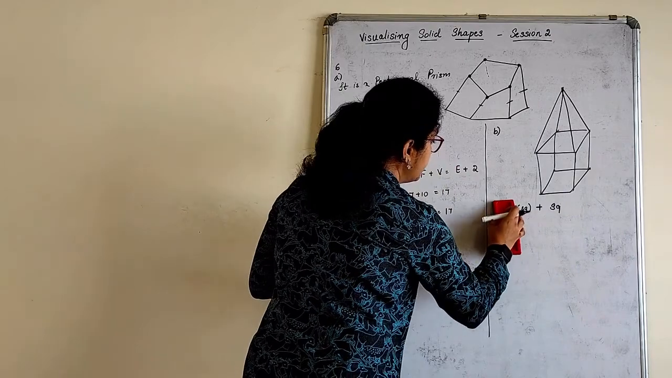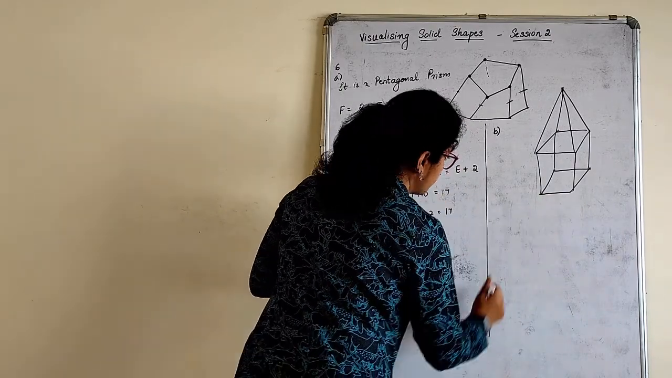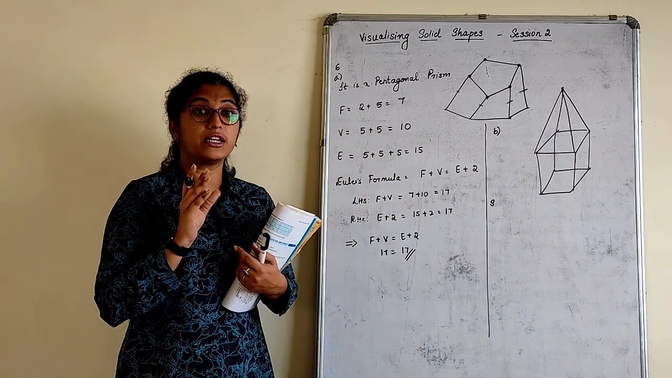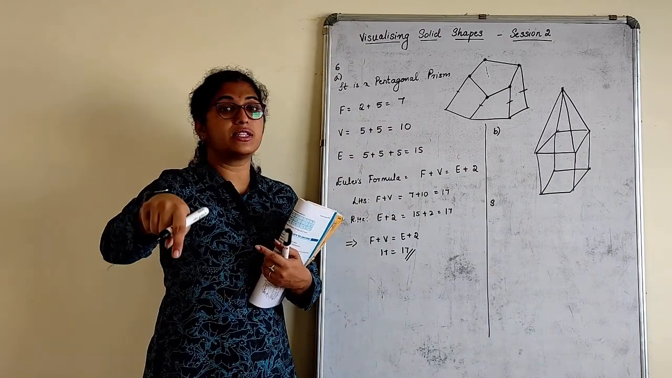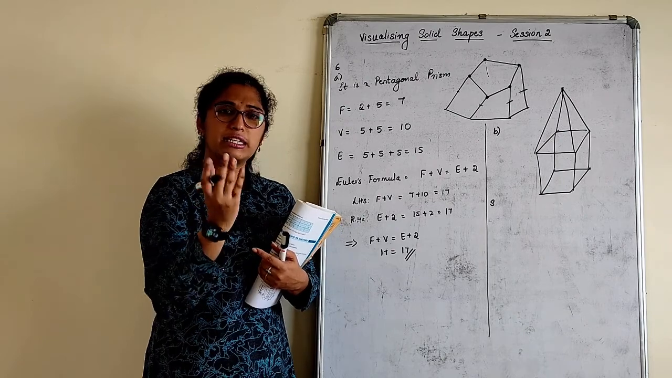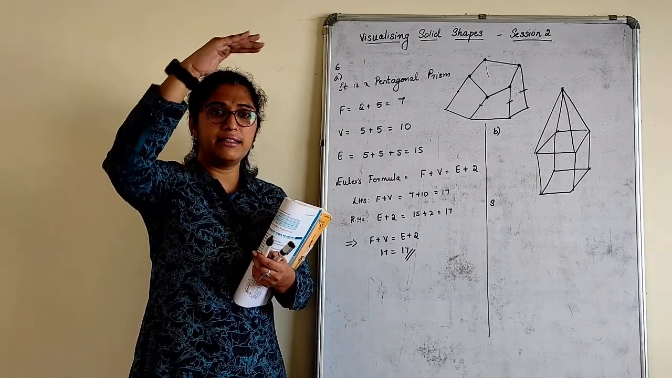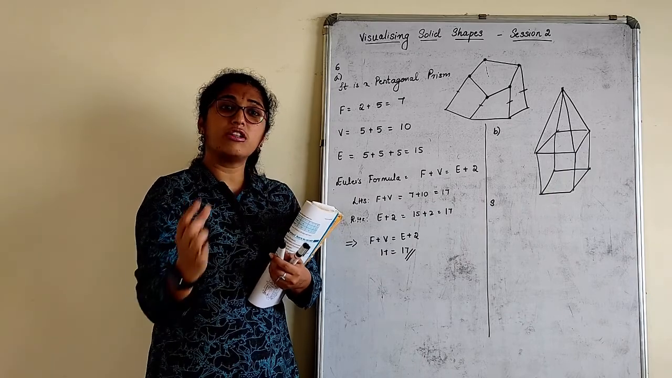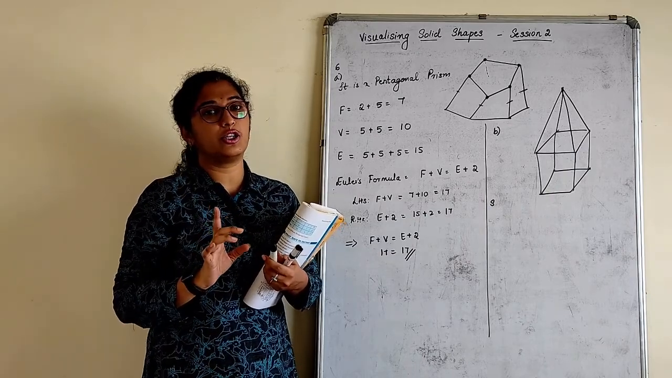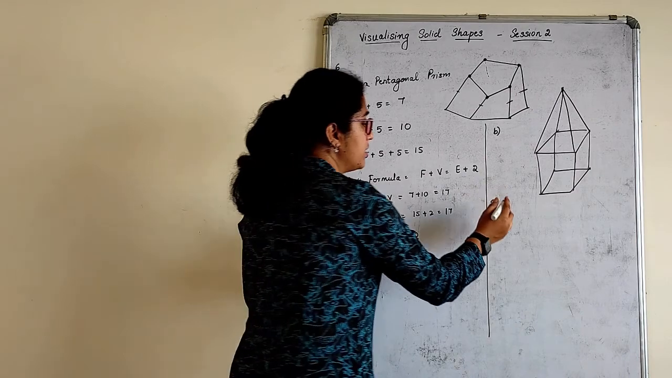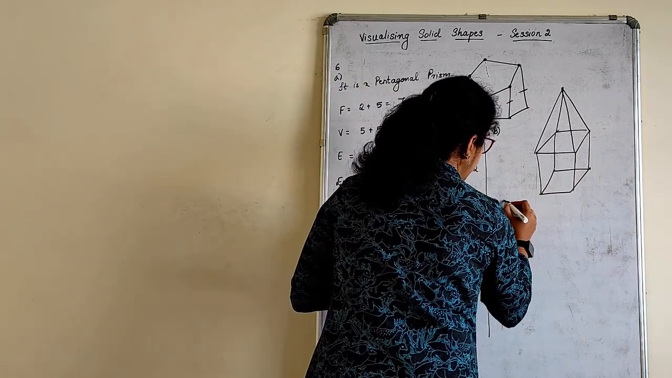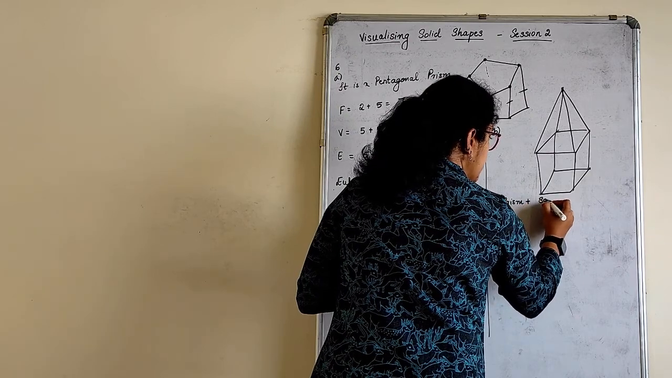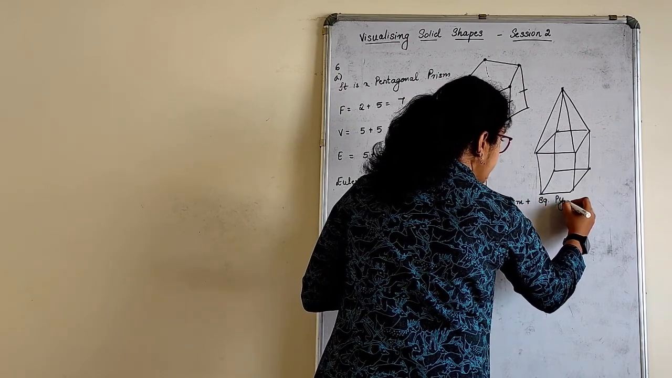A square based prism need not be a cube, but a cube is a square based prism. Why? Because in a square based prism, this and this is a square, but the faces can be rectangles. If the faces are also squares, then it is called a cube, children. Got my point? So this is a square based prism plus a square based pyramid.